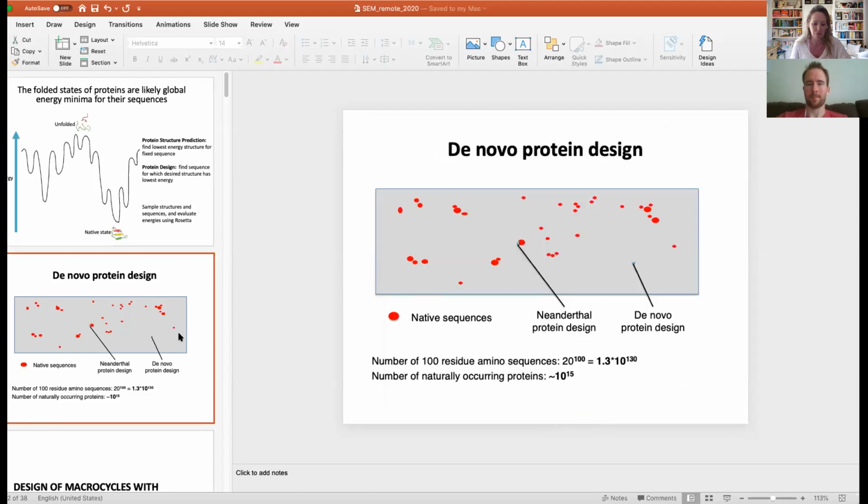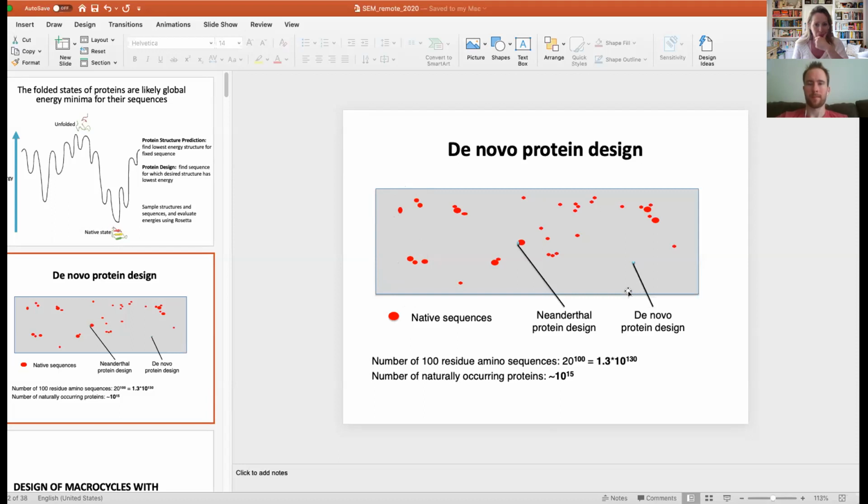So I'm going to focus today on de novo protein design. What this means is designing proteins completely from scratch, not starting from a naturally occurring protein. In this depiction, you see this rectangle. Can you see my mouse actually? I can. Okay, cool. This depicts a sequence space.